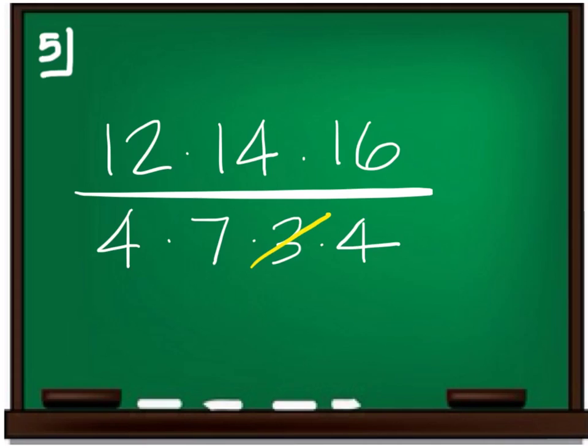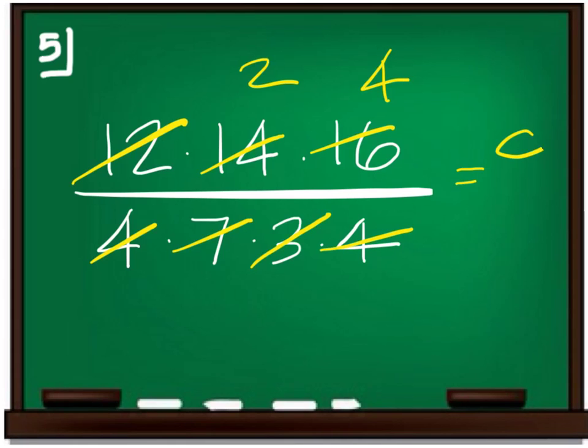You can cancel out 3 and 4 on the bottom with the 12 on top, and 7 and 14 would give you a 2 on the top. 16 and 4 is a 4 on the top, so you would end up with 8.